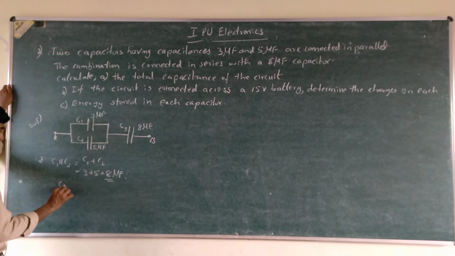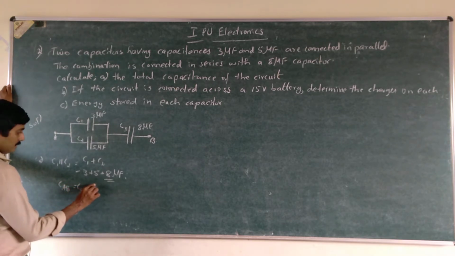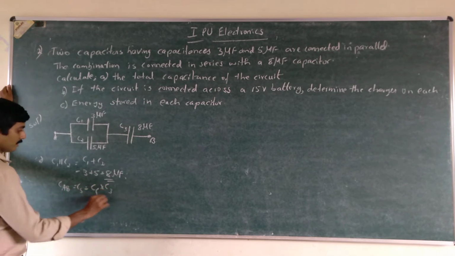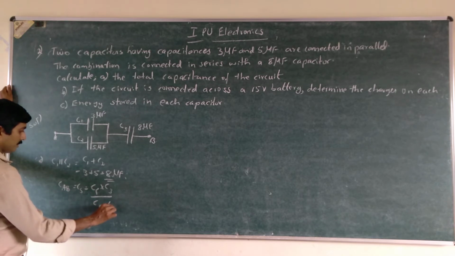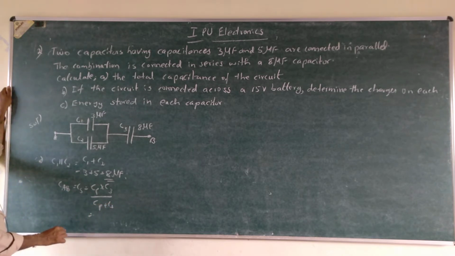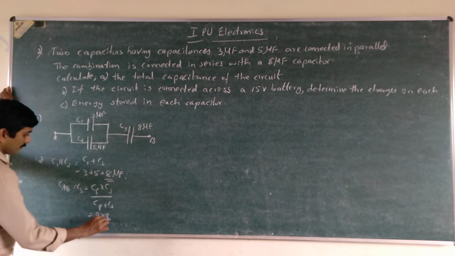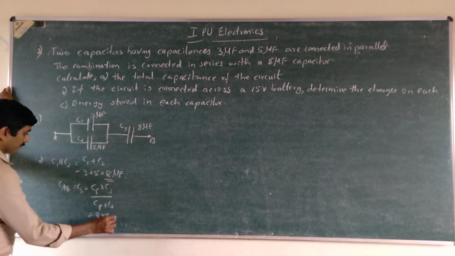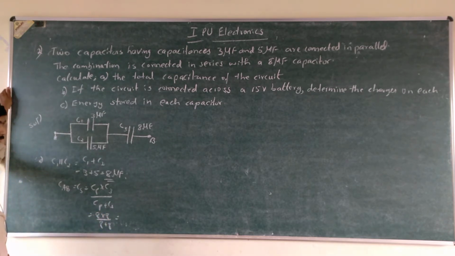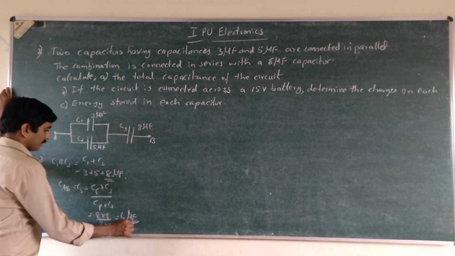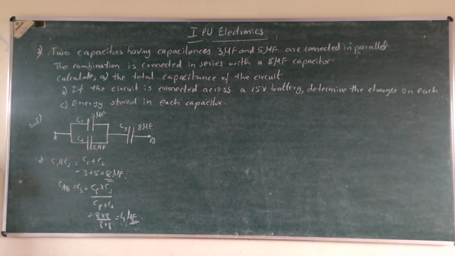Next CAB is equal to CS, which is CP in series with C3: CP into C3 divided by CP plus C3, that is equal to 8 into 8 divided by 8 plus 8, 64 divided by 16, equal to 4 microfarad. Next, B.